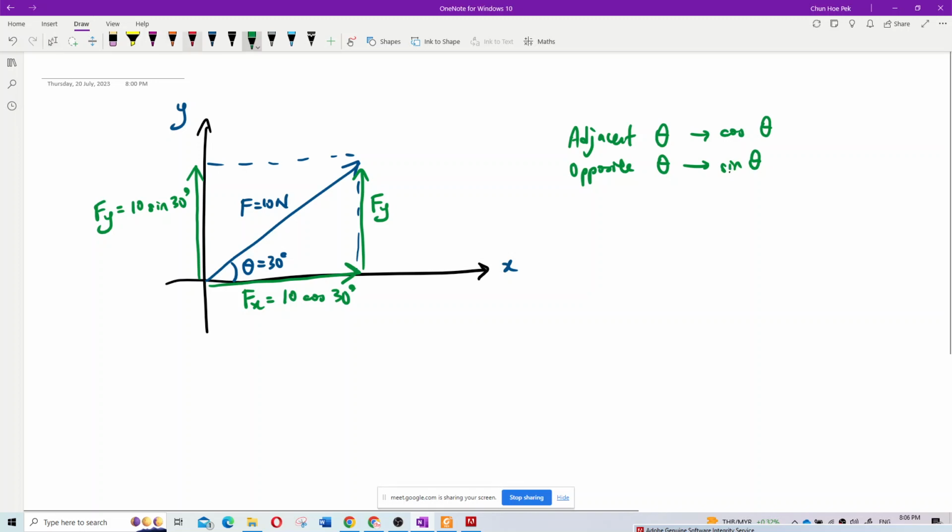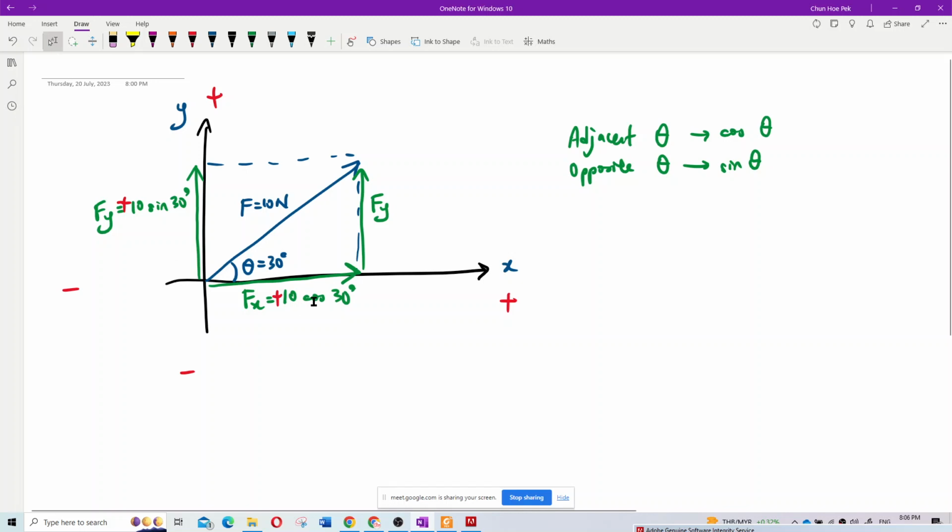Both of these are positive because they are in a positive direction. Unless the vector is going to the left or going downward, then only you have negative. But both of these are positive.